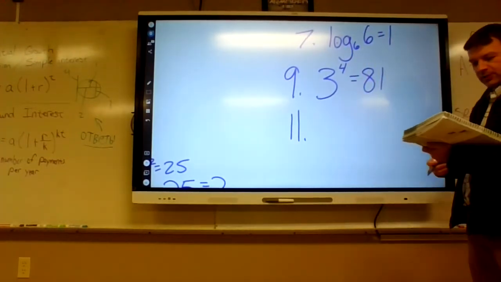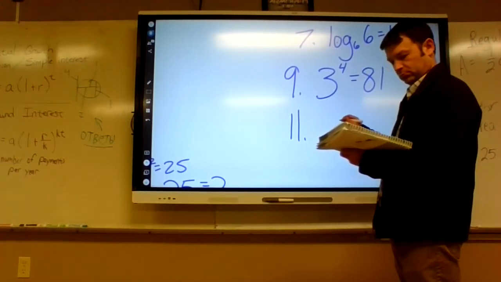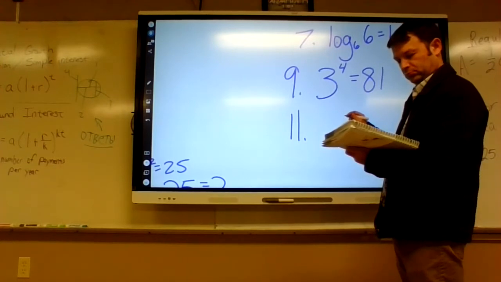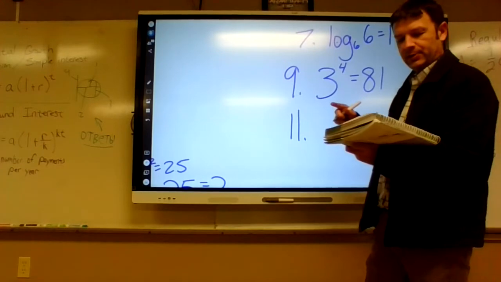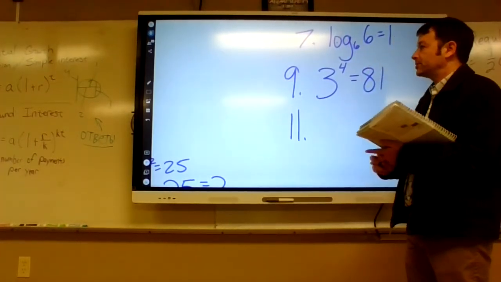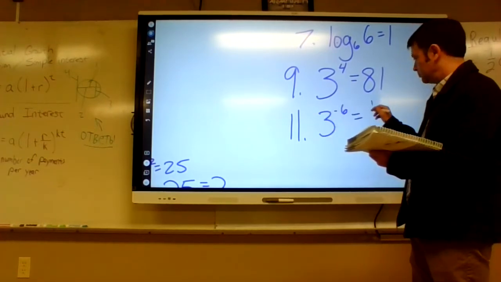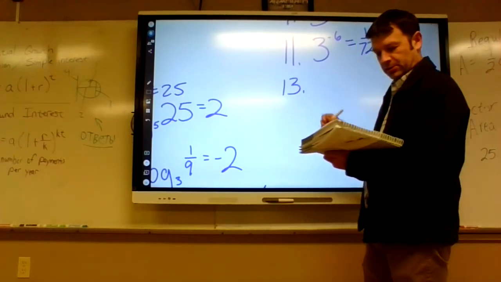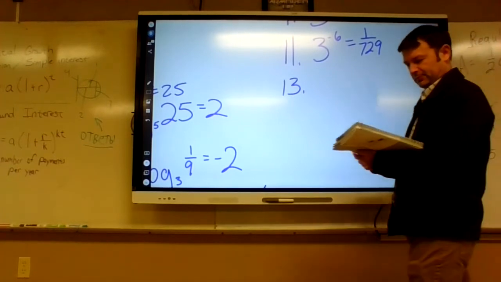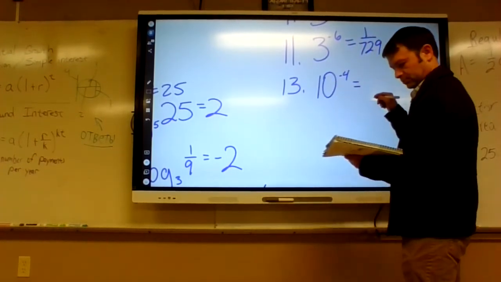Okay, Ty, you want to try number 11? I'm looking at number 8. Go ACB. So on 9 through 18, we're turning the logs back into exponential equations. So it's 3 to the negative 6 equals 1 over 729. Yep, that is it. Luke, 13. It's just 10, isn't it? That's right. So it's 10 to the negative 4 equals 1 over 10,000. Correct.